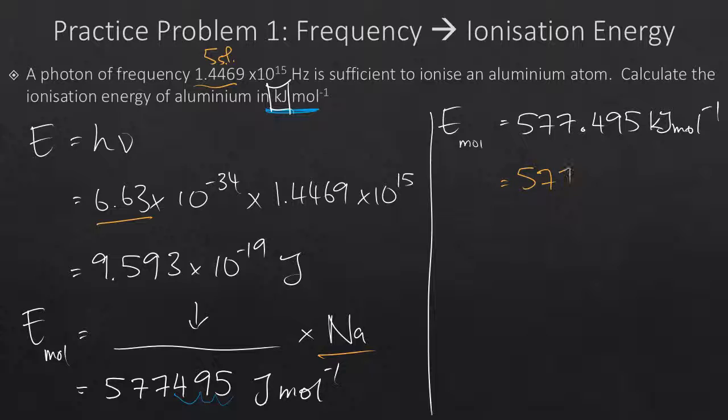So 577 kilojoules per mole. Now, give me just a second while I check up in the data book the ionisation energy. Okay, so according to our data books, in section 8 we have the first ionisation energy for aluminium in kilojoules per mole as 578 kilojoules per mole. Now, I say that there's enough agreement between those two answers that I've checked it, and that looks right.